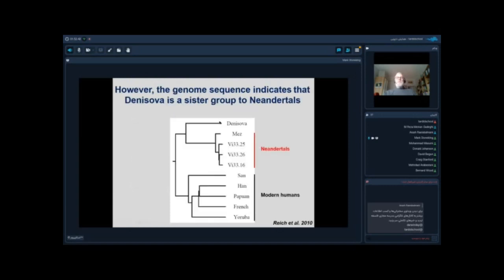And the divergence between the Denisovans and the Neanderthals is slightly bigger than the biggest difference that we see in genome sequences from modern humans today. So Denisovans are then this sort of novel hominin group that we knew nothing about before we had this genome sequence. It's a sister group to Neanderthals.